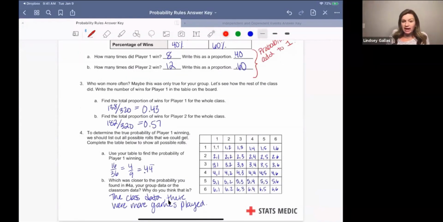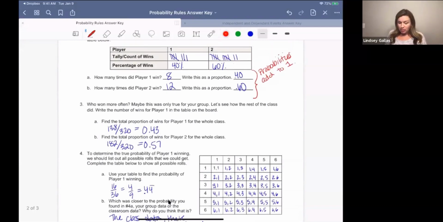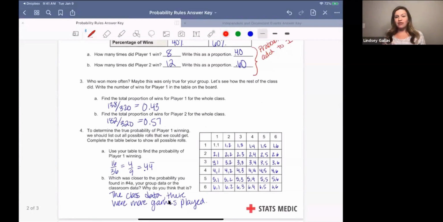So for 3A, I told you that before you left, it's 138 out of 320, which is about 43% or 0.43. Well, all I gave you is the number of wins for player 1. You had to figure out the number of wins for player 2. Well, we use this idea about probabilities adding up to 1. We've already talked about that before. Well, then how many times must player 2 have won? So in other words, how often did player 1 not win?